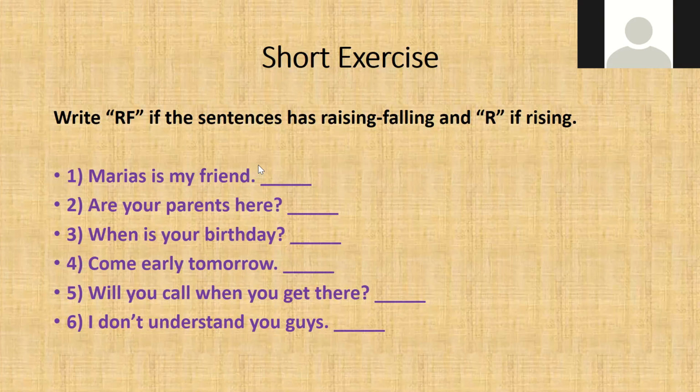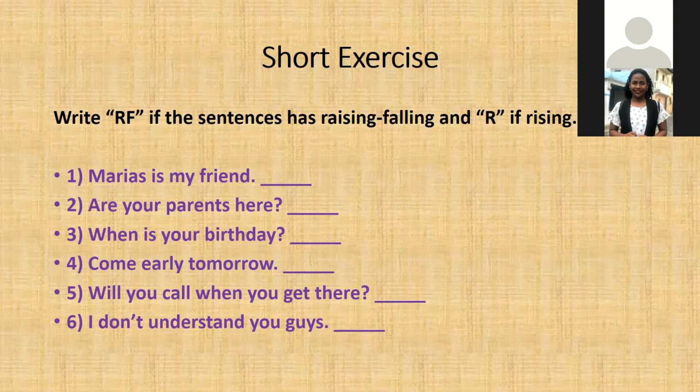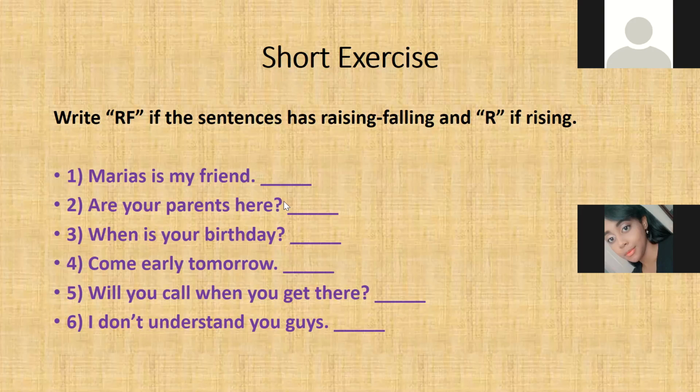Number 1, go on. Rising, falling. Okay, we have rising, falling for number 1. Very good. Number 2. The number 2 is rising intonation. All right, very good. Rising intonation. Number 3. Number 3 is the rising falling. Rising, falling. Number 3. Number 4. Is rising. Rising intonation. Number 4. Yes, rising intonation.